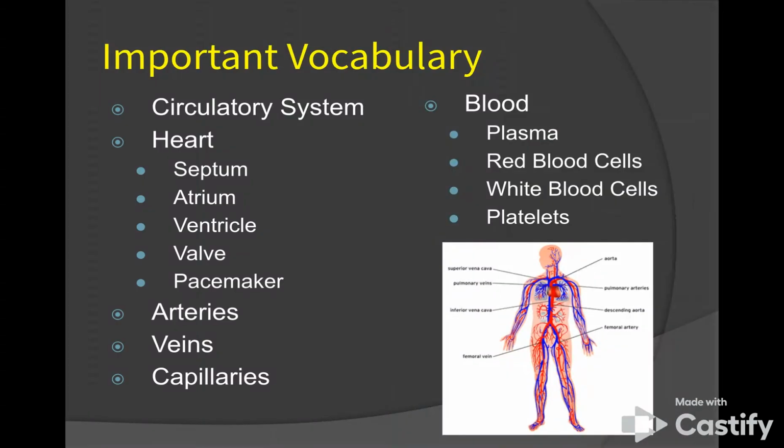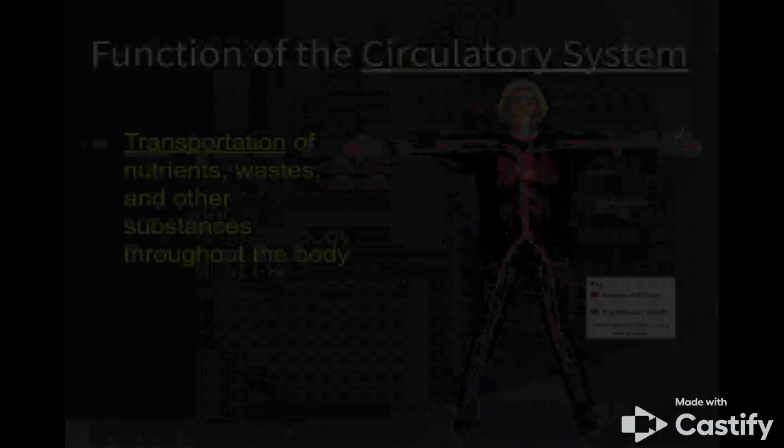So there's a lot of important vocabulary that goes along with learning each of the body systems. For the circulatory system, we're going to be learning about the heart and all of its parts, including the septum, the atrium, the ventricles, the valves, and the pacemaker, along with the arteries, veins, and capillaries. And then our blood is going to have plasma, red blood cells, white blood cells, and platelets.